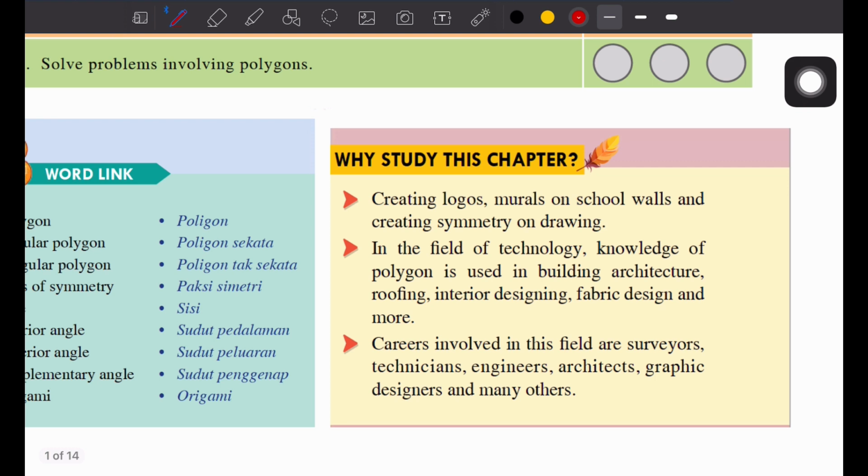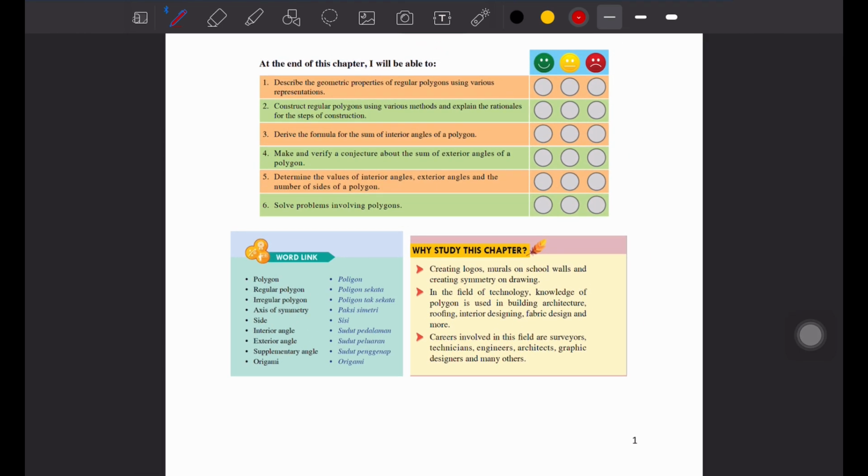Why do we study this chapter? You can create logos, murals on school walls, and create symmetry in drawing. In the field of technology, knowledge of polygons is used in building architecture, roofing, interior designing, fabric design, and more. Careers involved in this field are surveyors, technicians, engineers, architects, graphic designers, and many others. For me it's quite an interesting chapter, so I hope you like this chapter very much.